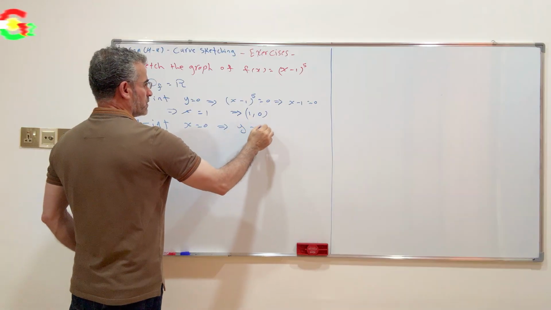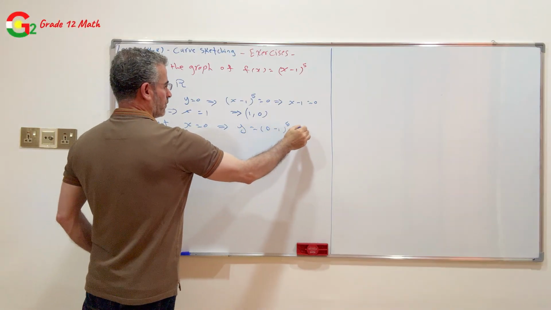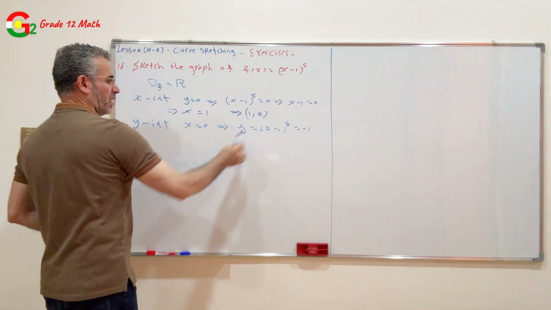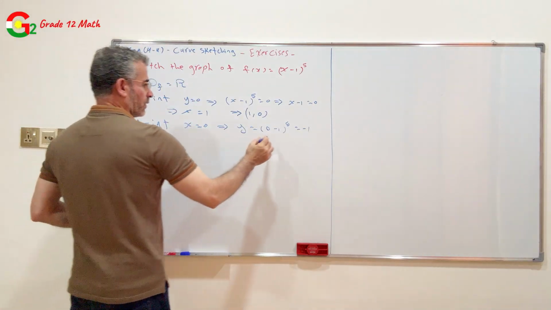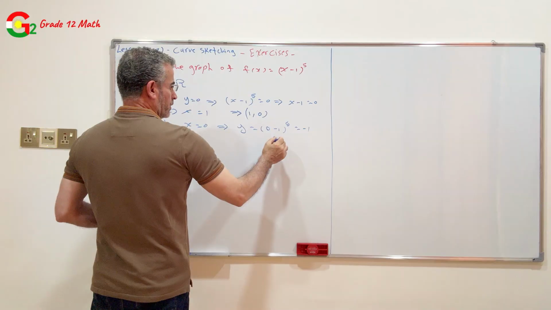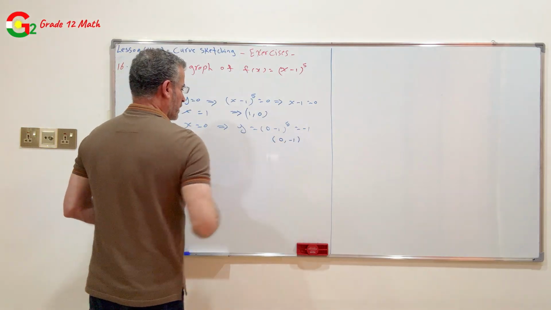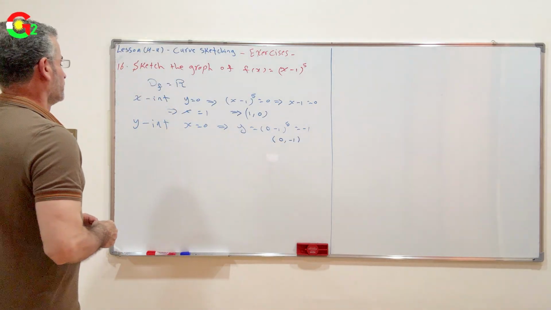For the y-intercept, we set x equals 0 and solve the equation for y. Therefore, y equals (0 minus 1) to the power 5, which equals negative 1. Therefore, the point (0, negative 1) is the y-intercept for this function.